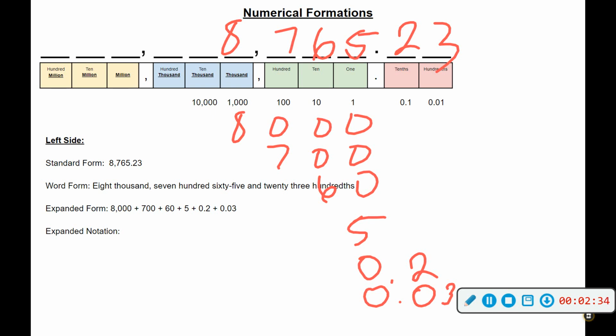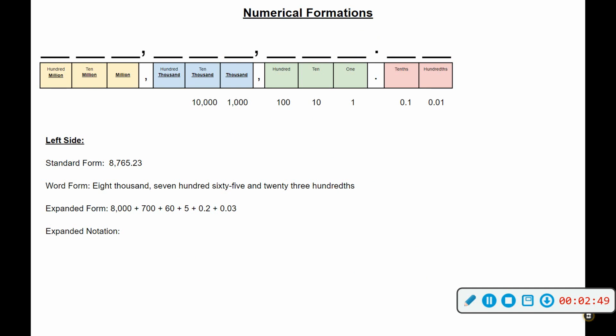So the standard form would be all of that put together. For an expanded form, it's all separated. And it's separated by place only. And we're going to add all of those up to get the total. Now here's the one that we're really going to focus on the most, because expanded notation is very new, and for 3rd and 4th graders it's very difficult, so we're going to focus specifically on expanded notation.